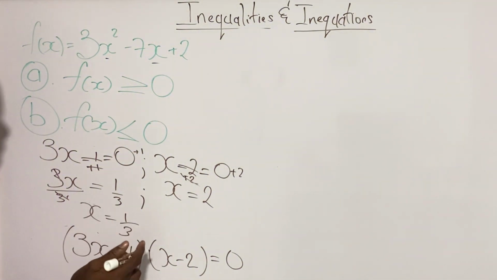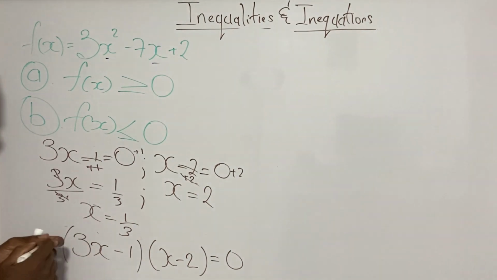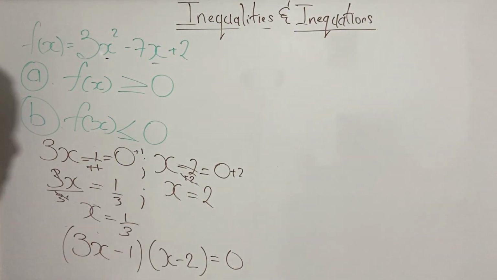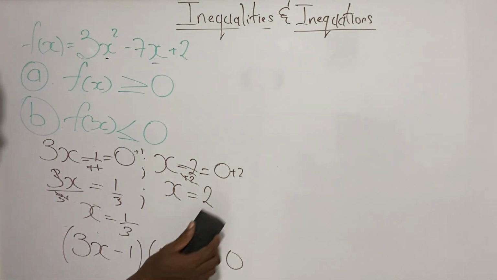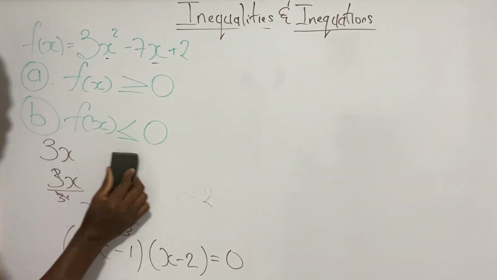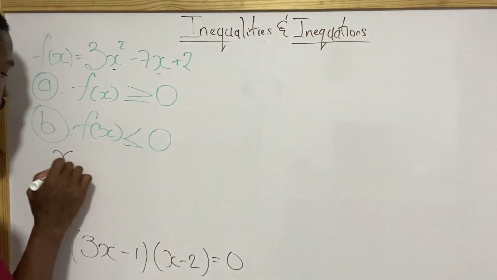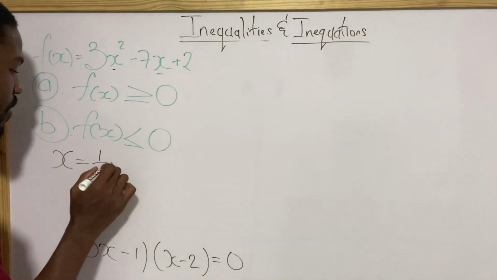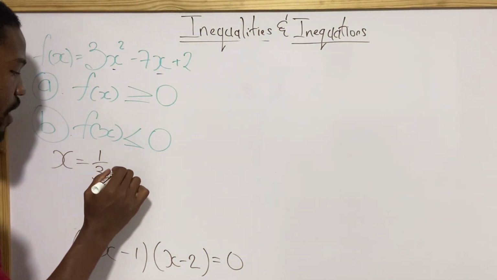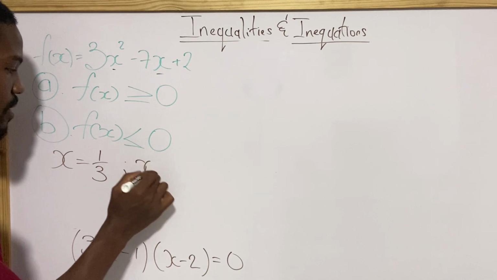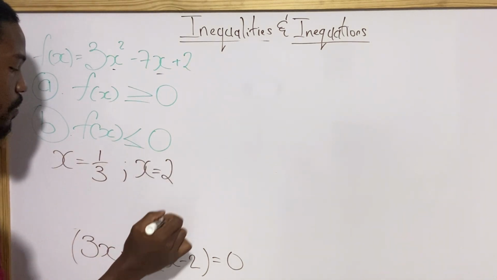So two values of x: x is equal to 1/3 and x is equal to 2. So just erase that here. So we have x is equal to a third, and we also have x is equal to 2.